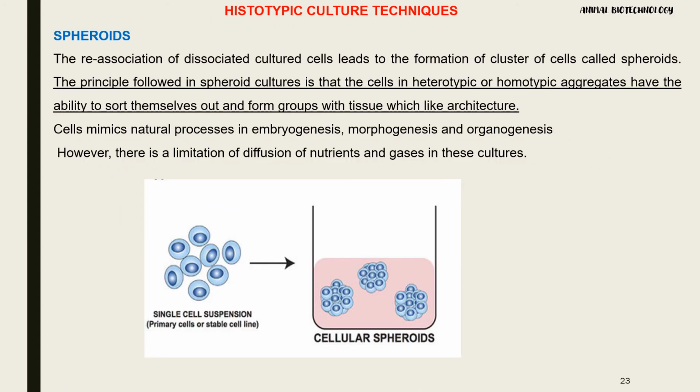Histotypic culture by means of spheroids. Spheroids are formed by reassociation of cells in suspension to form clusters, as shown in the figure. This I had mentioned when I discussed suspension culture in a previous lecture. These cells mimic natural processes in embryogenesis, morphogenesis, and organogenesis. In these spheroids, the cells at the interior have a limited supply of nutrients and gases.